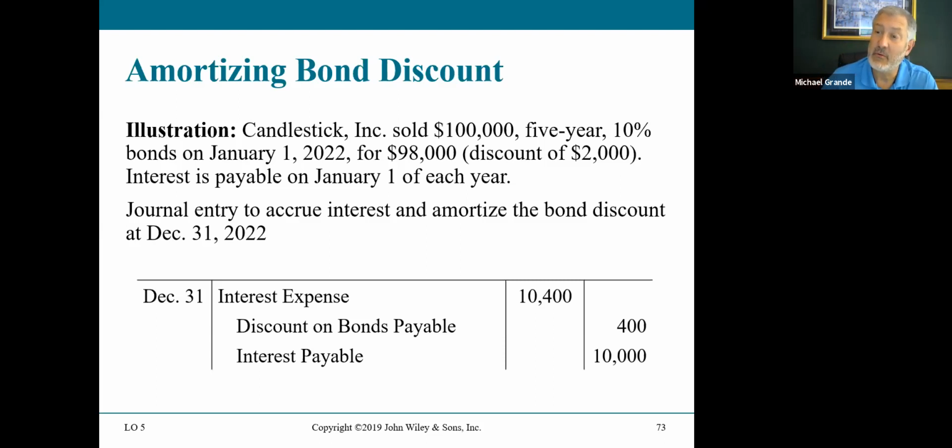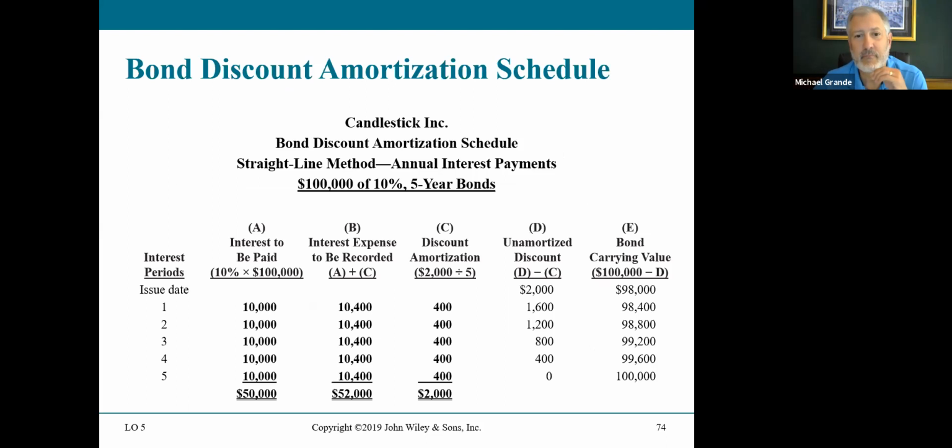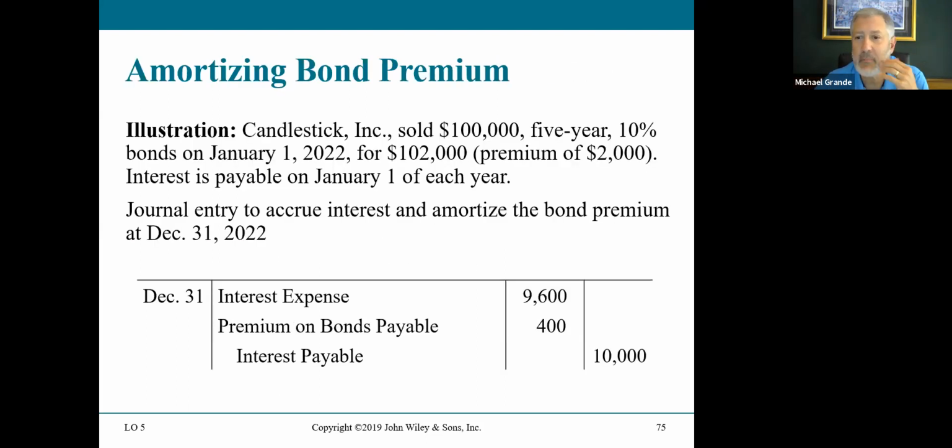The discount was an initial debit balance. When you amortize it, you're going to credit it. So you credit the discount for $400. Your debits have to equal your credits. The debit to the interest expense is $10,400. This is the amortization schedule for the bond, which includes interest expense and the amortization of the discount. $400 a year for 5 years, $2,000. Very straightforward, right? What about a premium?